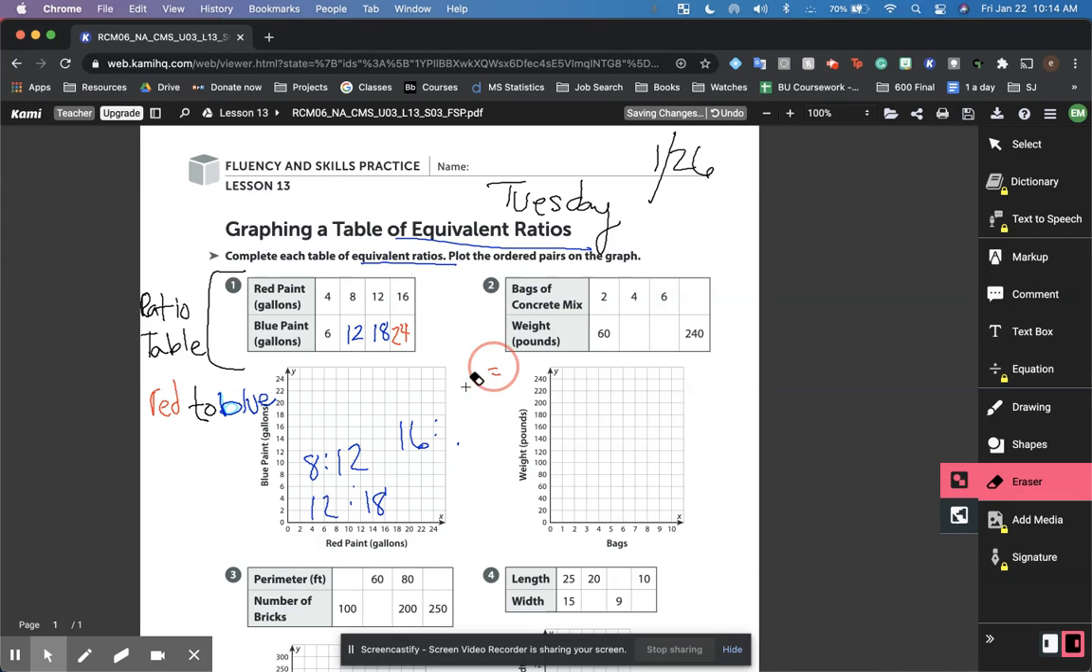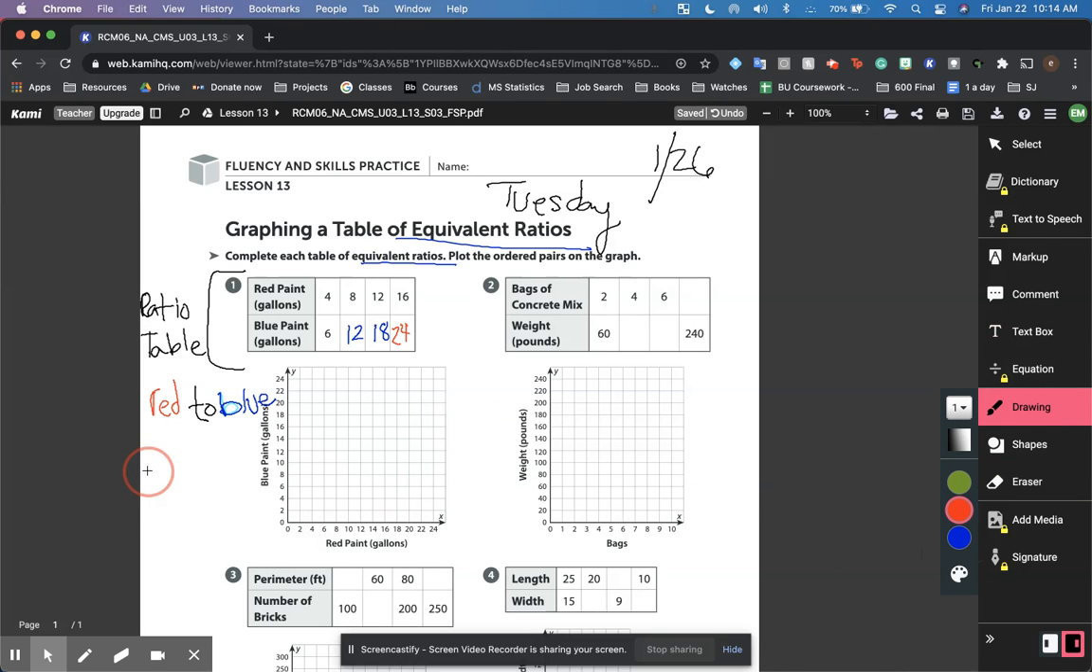This is what we learned on Friday. So I'm going to start putting this into a graph. I need to know what the ordered pairs are first, right? An ordered pair, remember, is the location on a map, and it's always in the form x, comma, y.